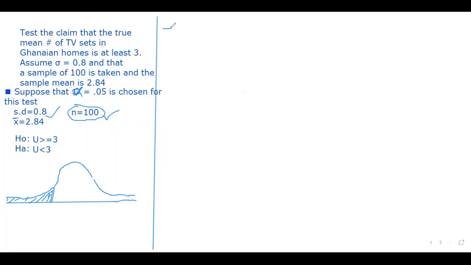And we know that for Z statistic, the formula is the sample mean, x bar, minus the population mean, all over the standard error. And we know the standard error is the standard deviation all over the square root of n. We have this information, we just substitute. I'm using a mouse, so that's why I'm writing like that.